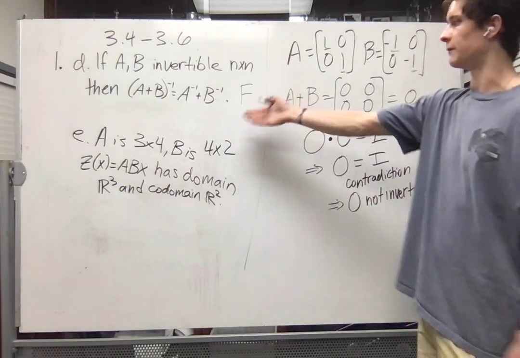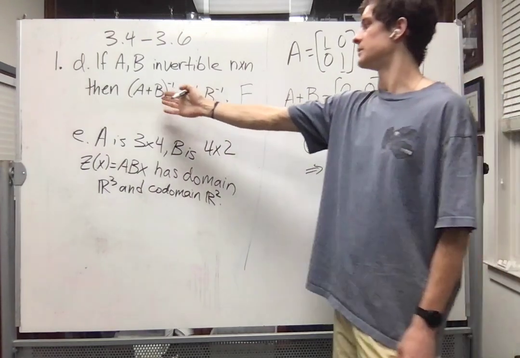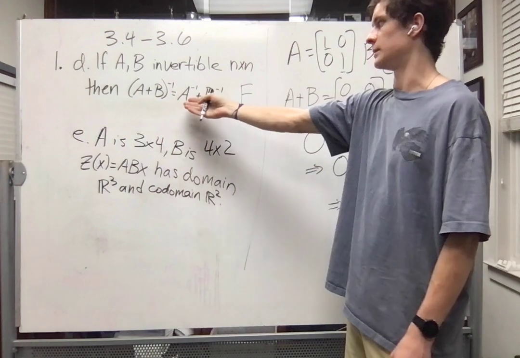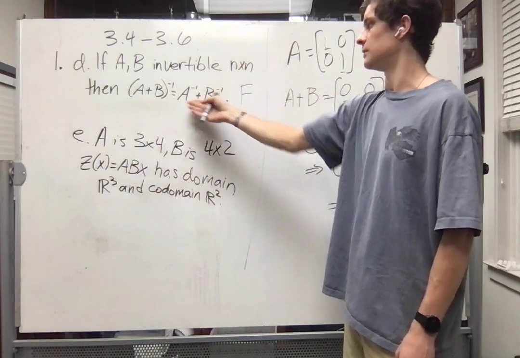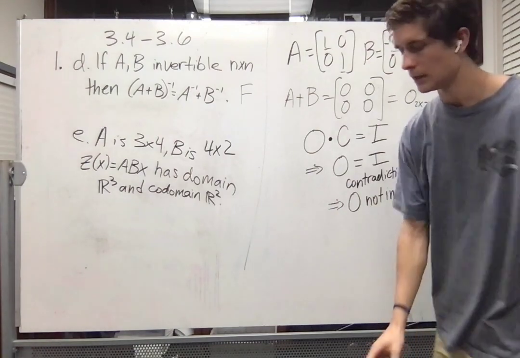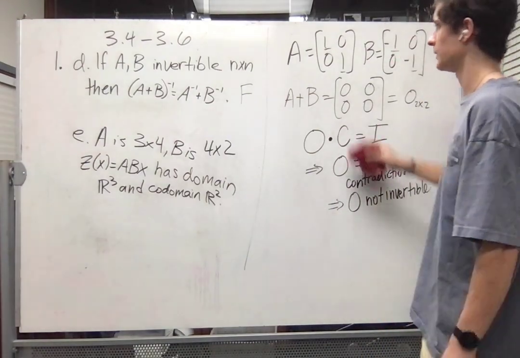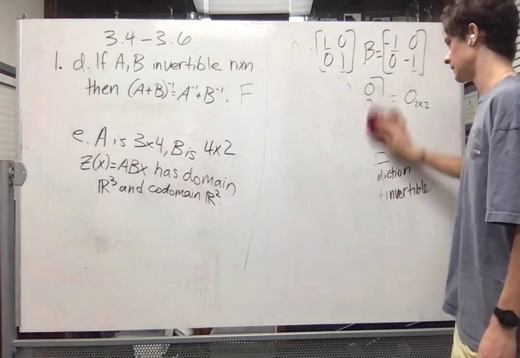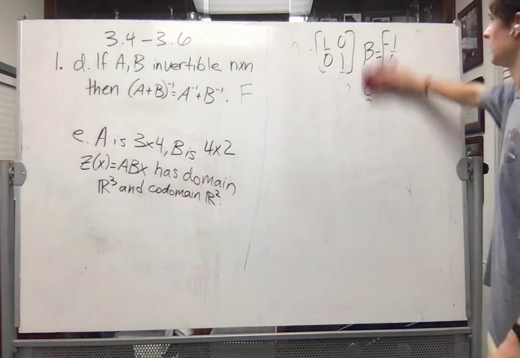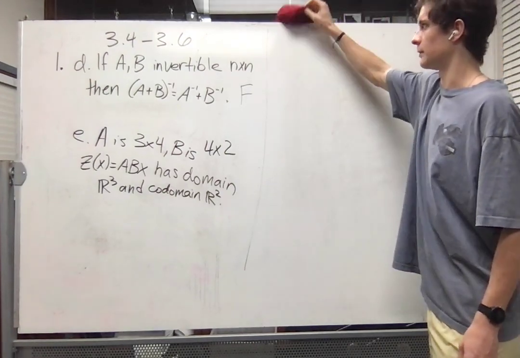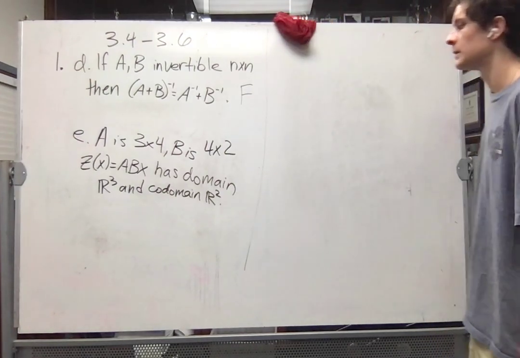So this is certainly false because (A plus B) inverse might not even exist. So it's not going to be equal to two things that do exist. Okay, false. Next, A is 3 by 4, B is 4 by 2, T of x is ABx. So we want to know the domain and codomain. I think this is a good problem because it's going to allow us to review the rules of matrix multiplication.